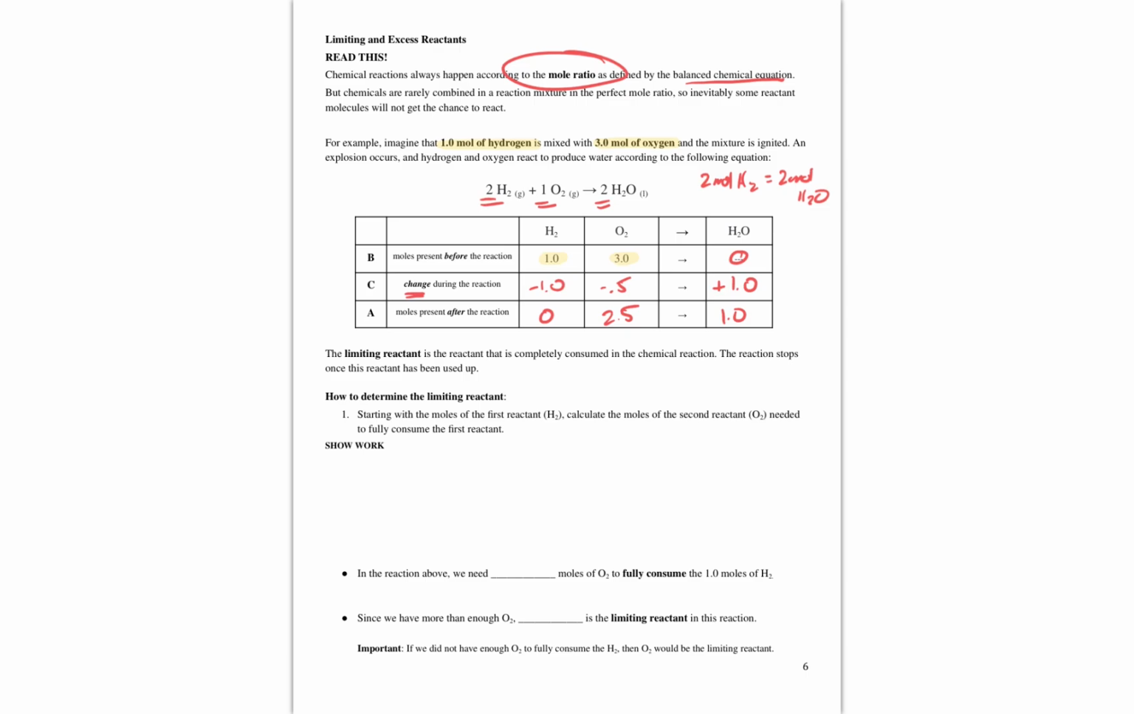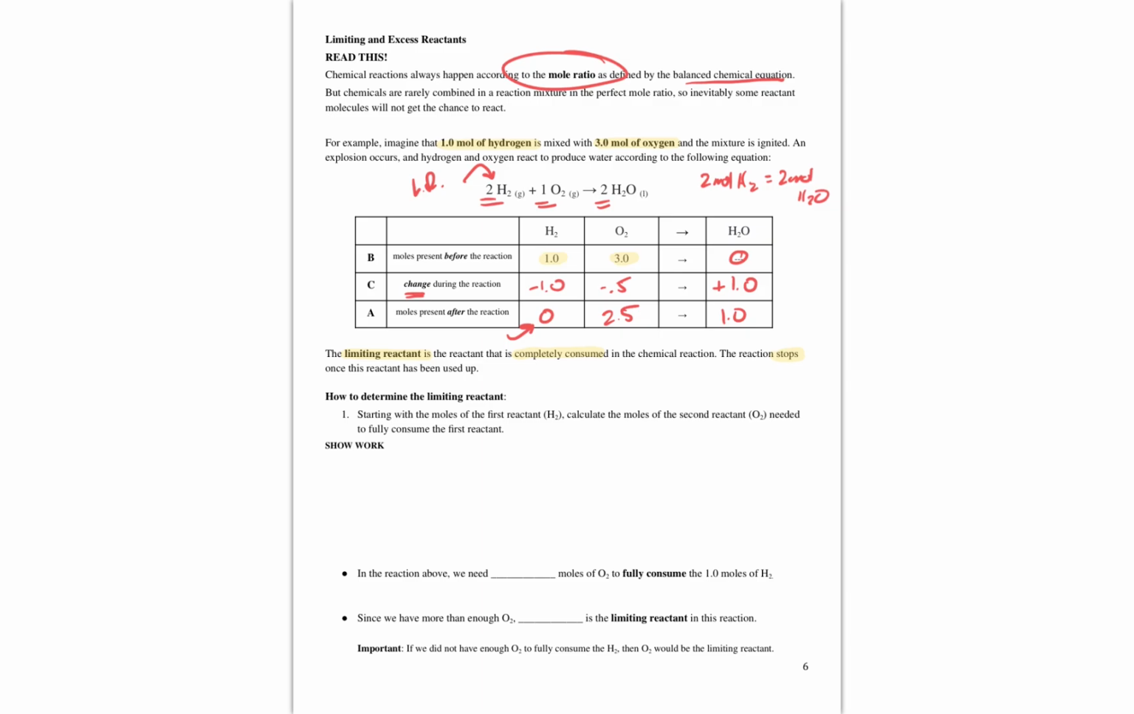Every real reaction will be limited by whichever reactant runs out first. This is called the limiting reactant. It is the reactant that is completely consumed in the reaction, and then the reaction stops once that reactant has been used up. In this process that we just showed, hydrogen gas is the limiting reactant. And we could see that easily with the BCA table and also the amount of moles present at the start. But it's not always that easy to see.